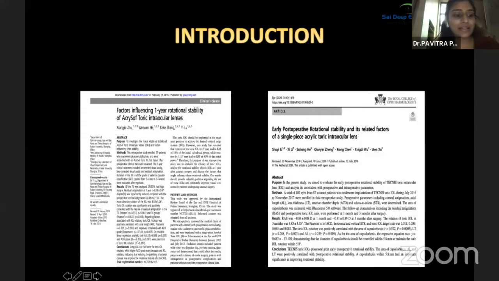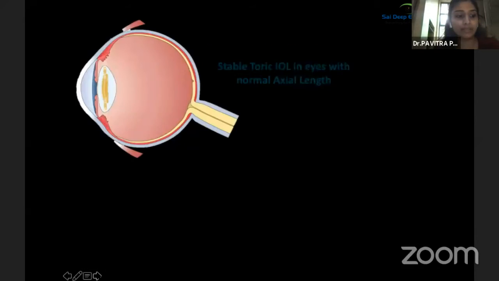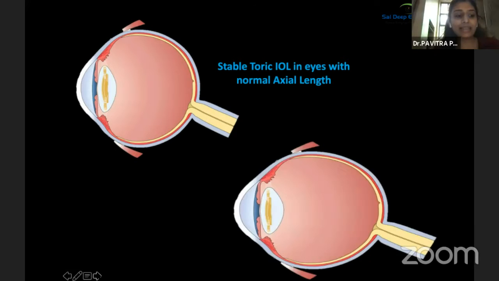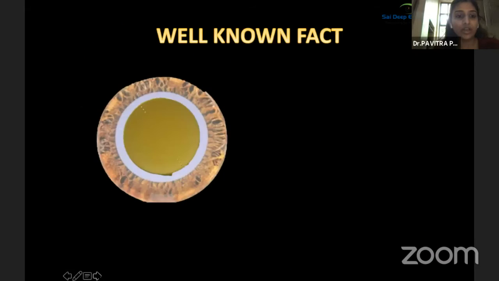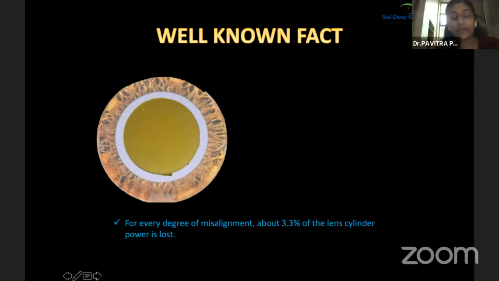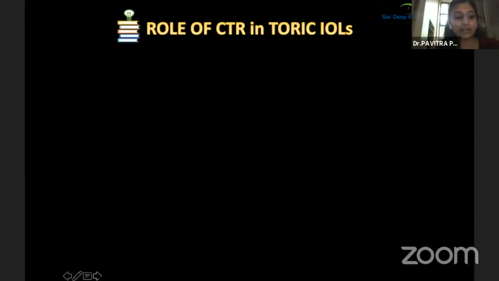It is a well-known fact that toric IOLs tend to have poor rotational stability, especially in high myopes with an axial length of more than 25 millimeters. It can be clearly seen in this animation that toric IOLs remain stable in eyes with normal axial length, and they tend to rotate in eyes with axial length of more than 25 millimeters. For every degree of misalignment, about 3.3% of the lens cylinder power is lost, and hence 30 degrees of rotation will lead to complete loss of toricity of the intraocular lens.